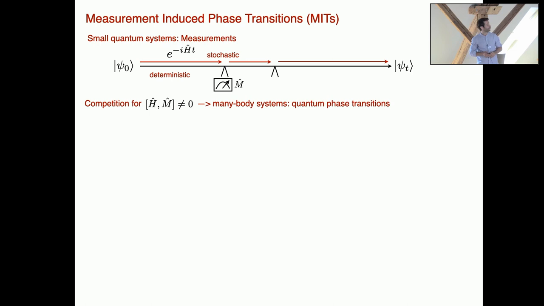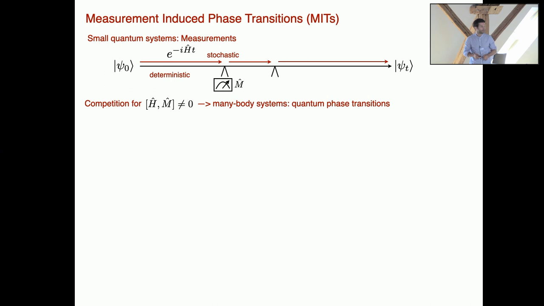Just as a reminder, there are two fundamentally distinct forms of quantum dynamics, and usually we think about this in small quantum systems: deterministic Schrödinger evolution, and stochastic state updates done by measurements. This situation becomes particularly interesting when the Hamiltonian operator generating the deterministic dynamics and the measurement operators do not commute. In a many-body context, it's easy to imagine quantum phase transitions driven by the competition of these incompatible operators.